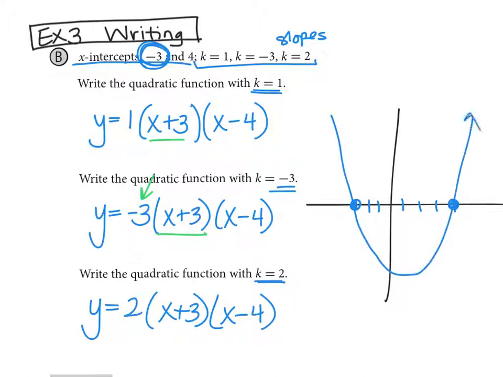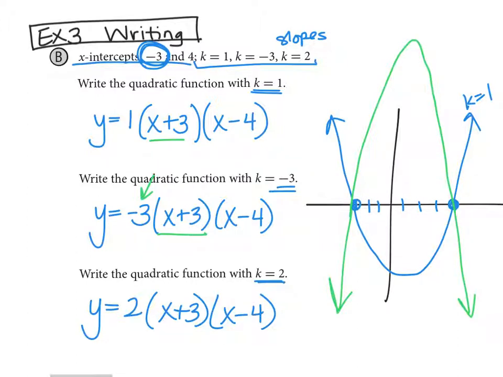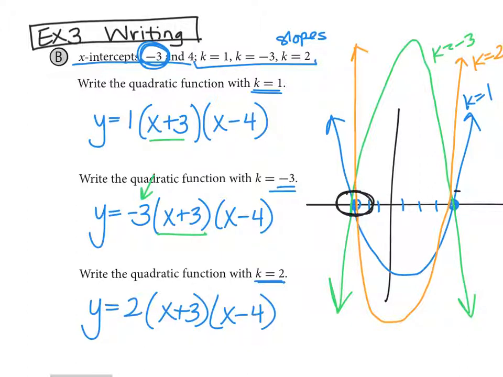And it'll look something like this. All right, that's the first one, when k is 1. The next one is going to be really steep, and it's going to open downward and cross through those same points. That's when k equals -3. And then my last example is again going to open up, but it's going to be a little bit steeper because it's got a steeper slope there. So that's when k equals 2. So notice that all of those still cross the x-axis in the same points. It's just the slopes that make their graphs look different.